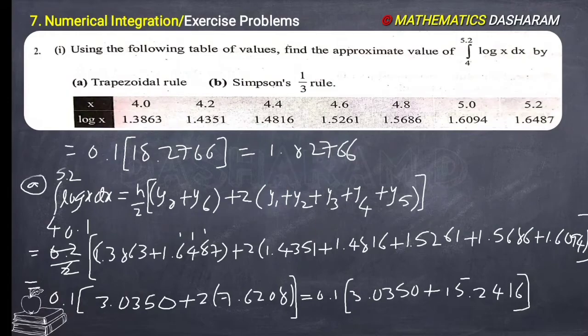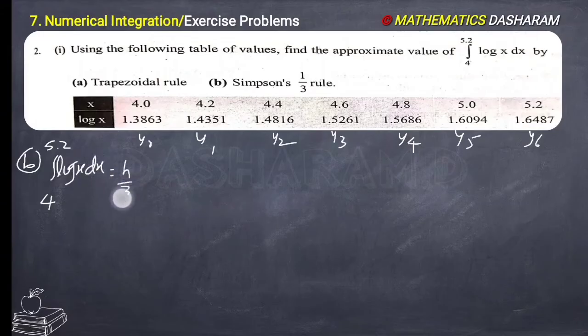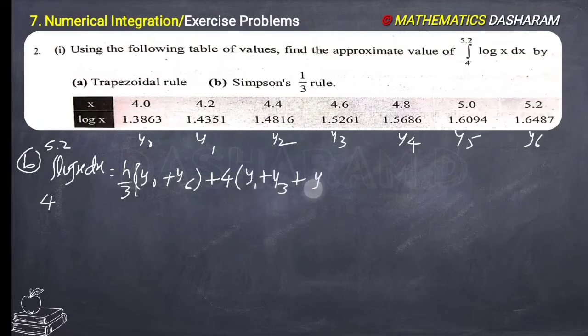Next, the B question. B question is what? By using Simpson's 1 by 3rd rule, integration 4 to 5.2 log x dx equals h by 3 bracket of sum of the first and last, y0 plus y6, plus 4 into sum of the odd ordinates. So odd ordinates means y1 plus y3 plus y5. Next, plus 2 into sum of the even ordinates, so y2 plus y4.